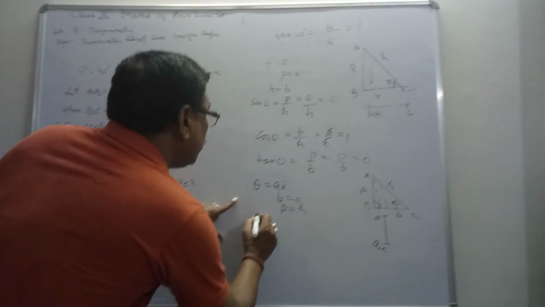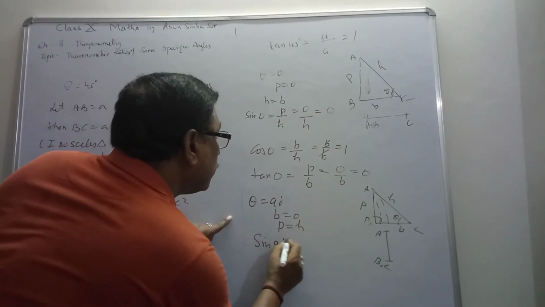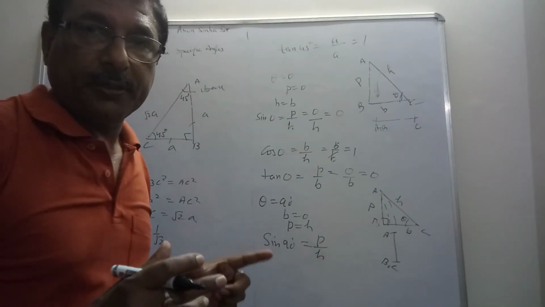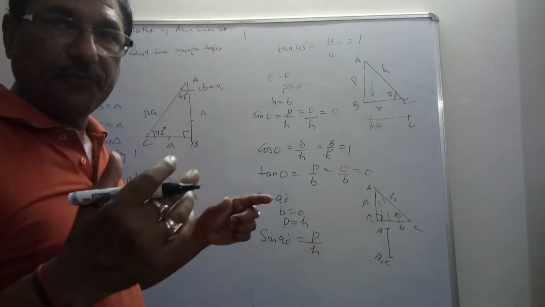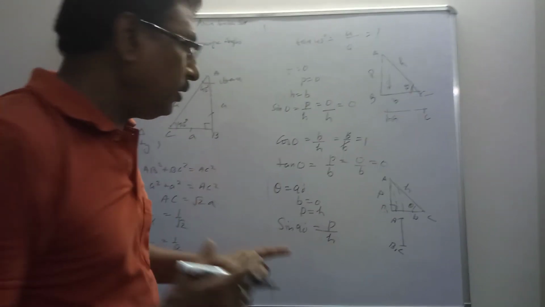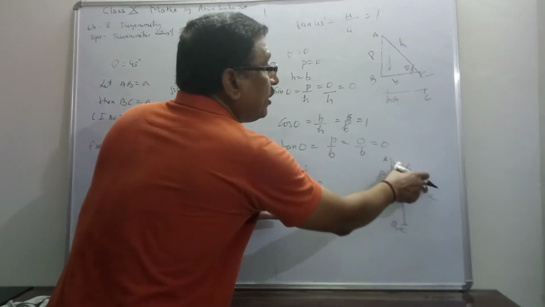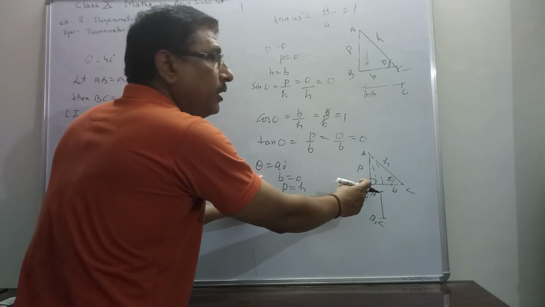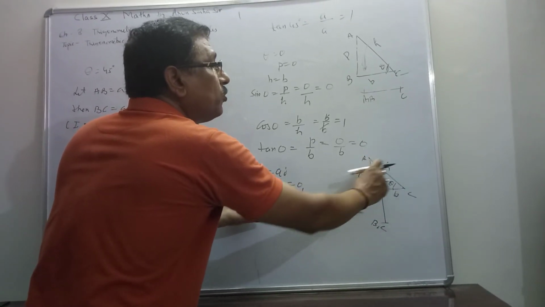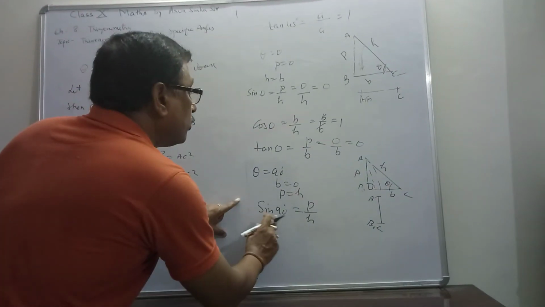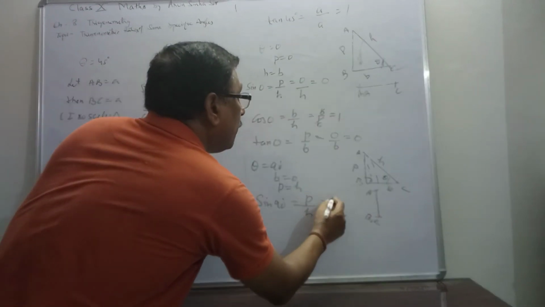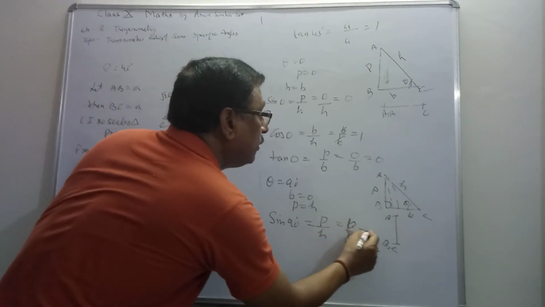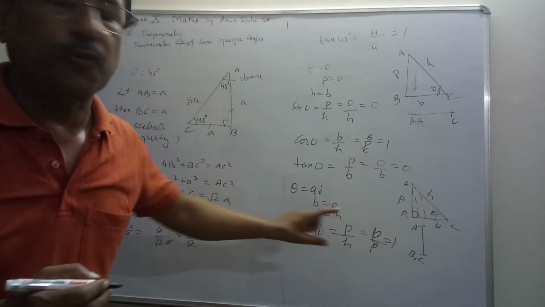So again put the value, sine 90: perpendicular upon hypotenuse. I think this is somewhat complicated, but if you watch the video again and again, you will understand very well. For 90 degrees, when this side moves this way, this angle increases and finally becomes 90 degrees. So the perpendicular and hypotenuse are equal, and the base becomes 0. Put this value: perpendicular and hypotenuse are both equal, so these two cancel. In this case, sine 90 is 1.